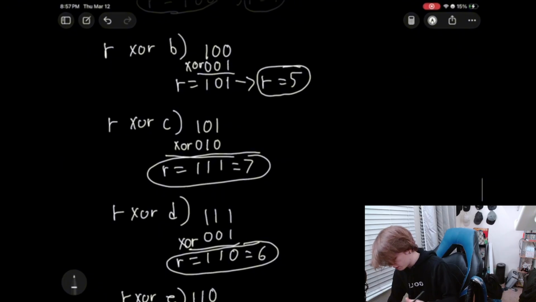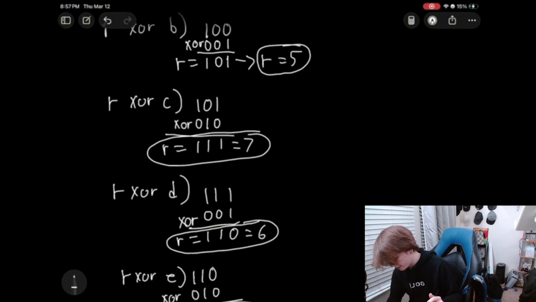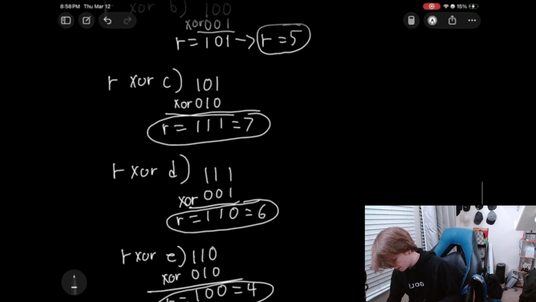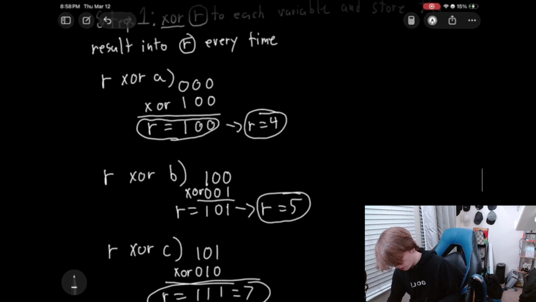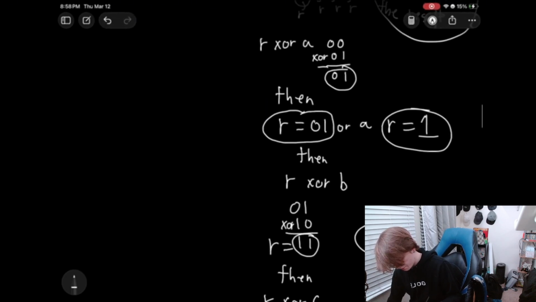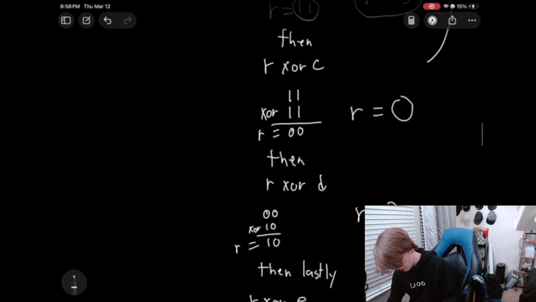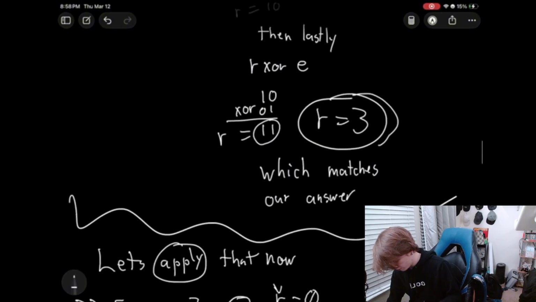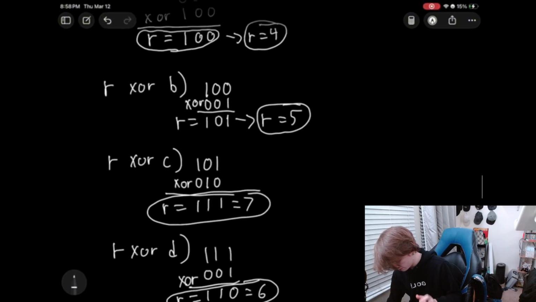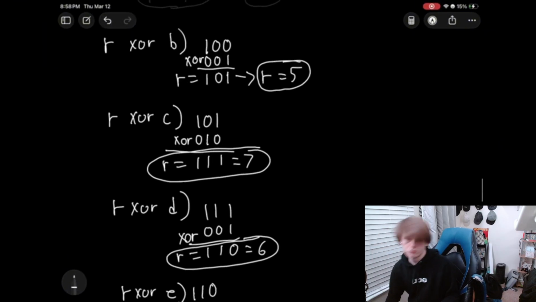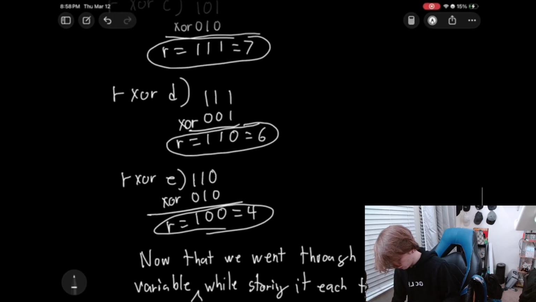And then we bring R down, and we R XOR C. So that's going to be 5 XOR 2 in binary, and that's going to give us 7. So now R is 7. But like we've seen before, how we went from 1 to 3 to 0 to 2, it doesn't really matter how high or low the value is going, what matters seemingly is the final result. And so we go all the way down.